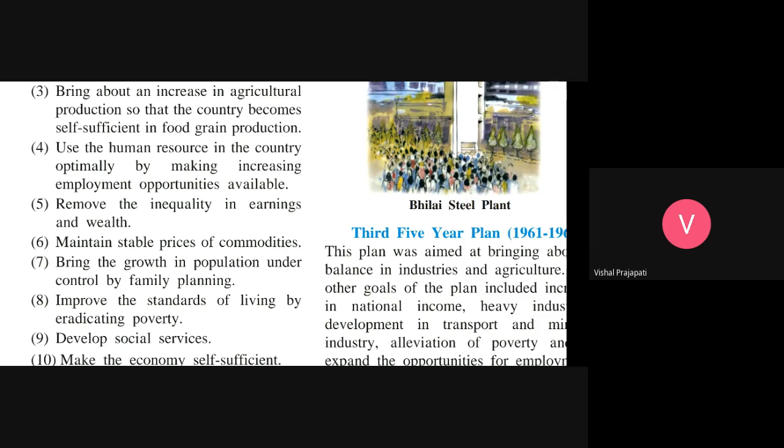Next one is to maintain stable prices of commodities. So guys, we know that we always buy something. We have to buy something for our survival, for our needs. So one of the goals of our economic planning is to maintain stable prices of these essential commodities that are very important for the people, for their living. कोई भी चीज अगर बहुत ज्यादा महंगी हो जाती है देश में, so it affects the people of our country. So we have to make the economic plan in such a manner that the prices of these commodities remain properly stable.